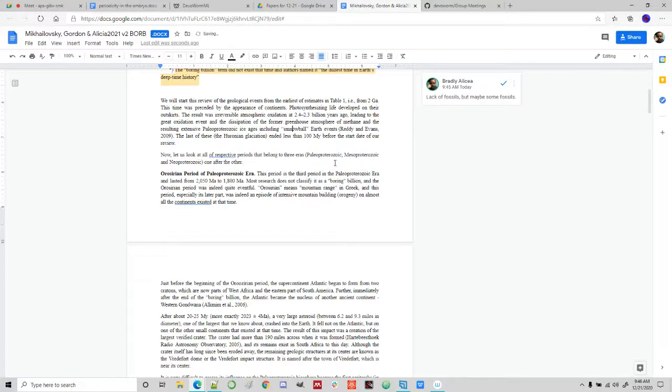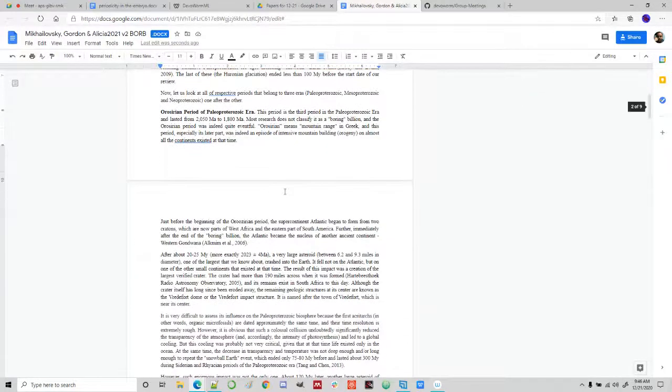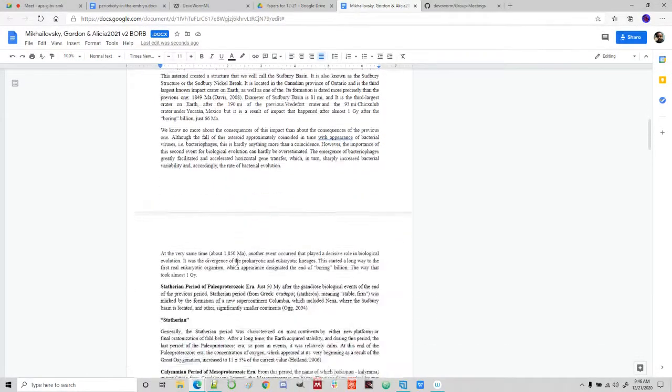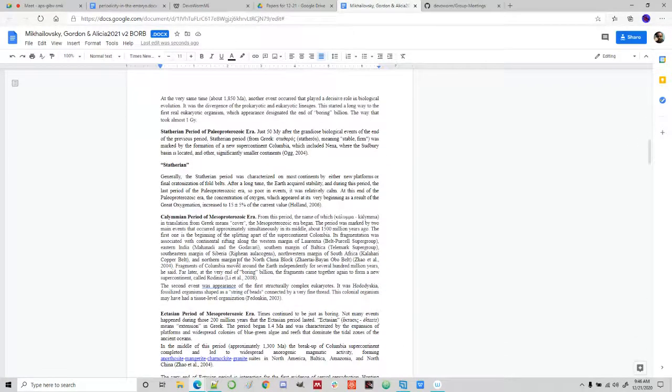Some of the things that were going on: the atmosphere was of a different composition. You had something called snowball Earth, where the Earth got really cold due to a series of events. These sorts of things were playing a role in maintaining this period of boringness. And here's a review of some of the things from the fossil record, establishing this era.